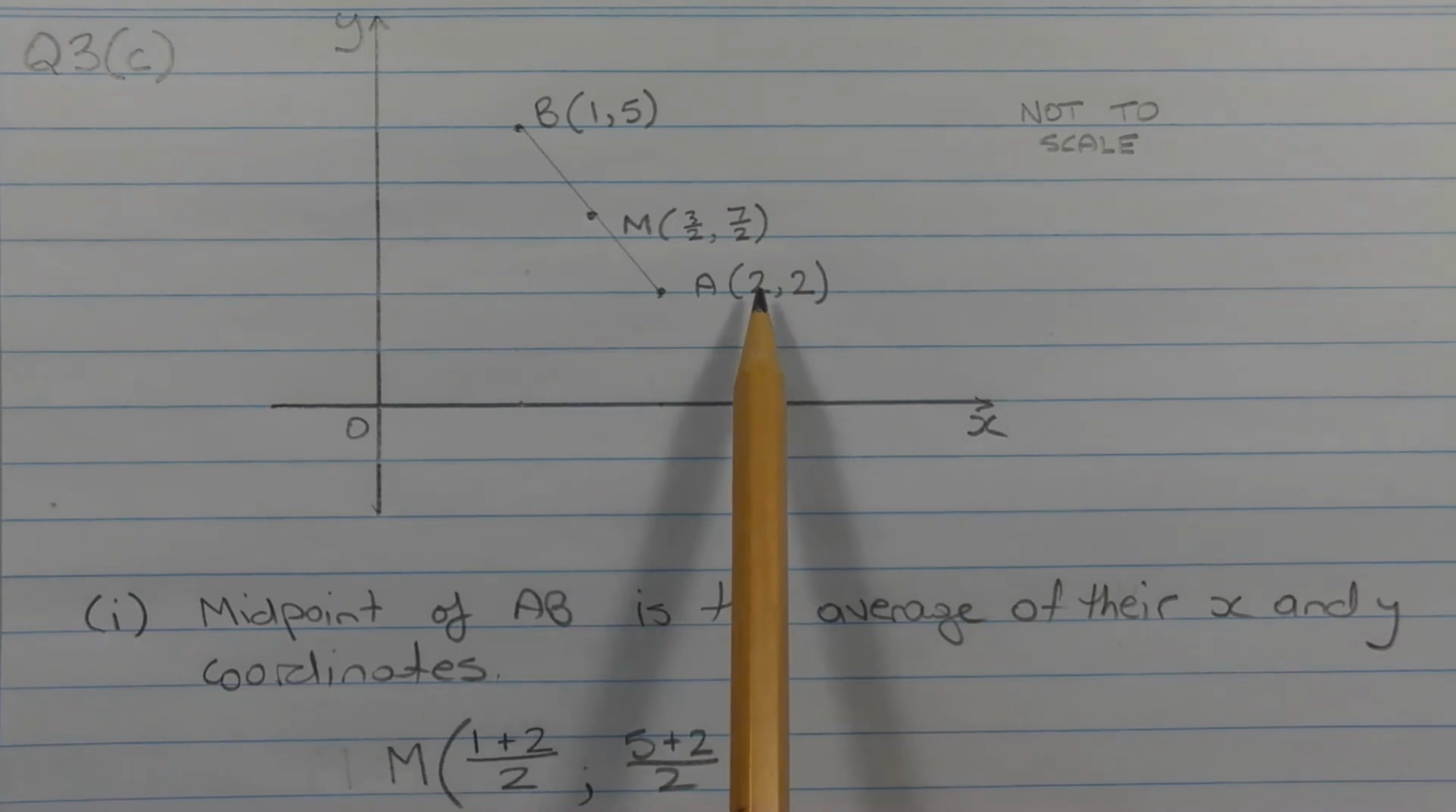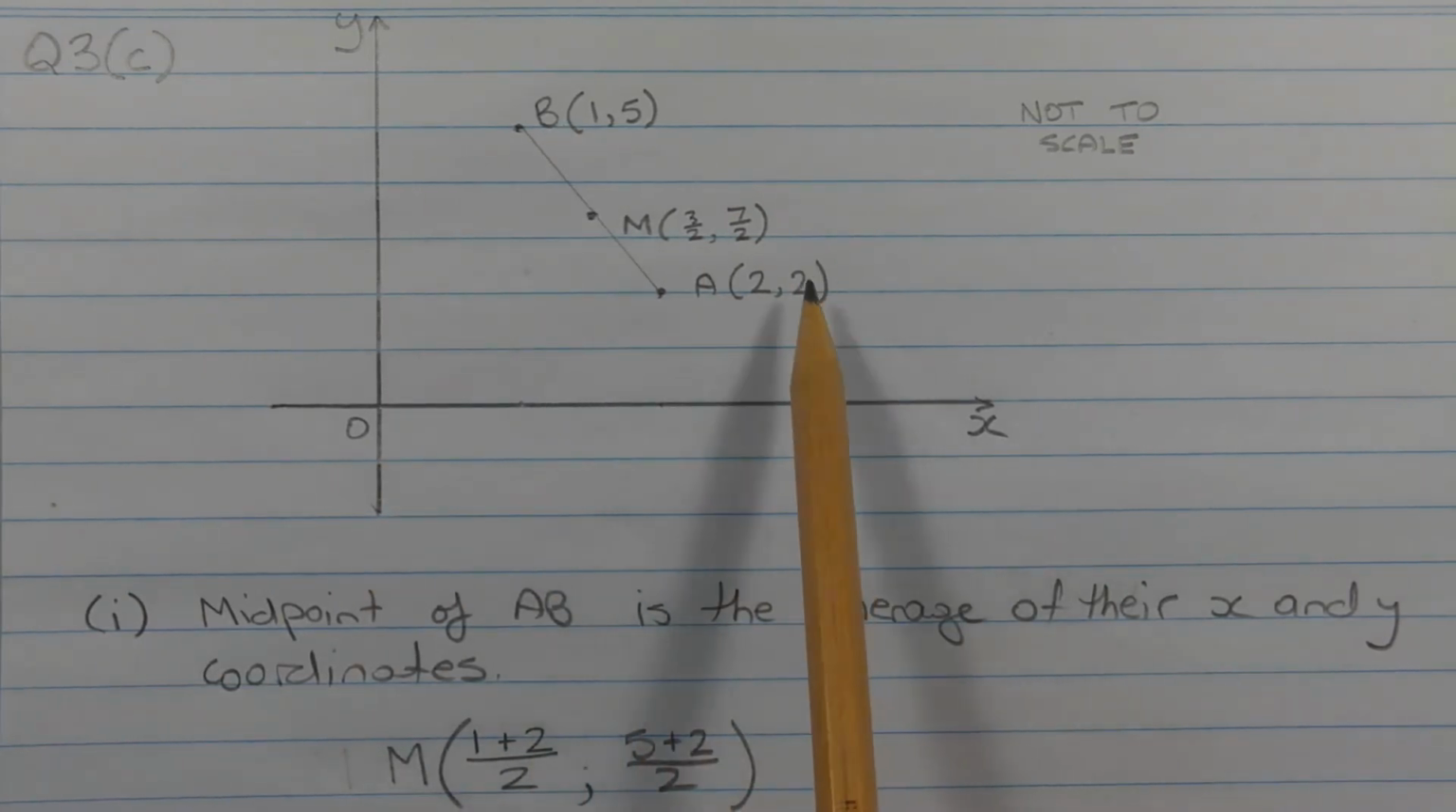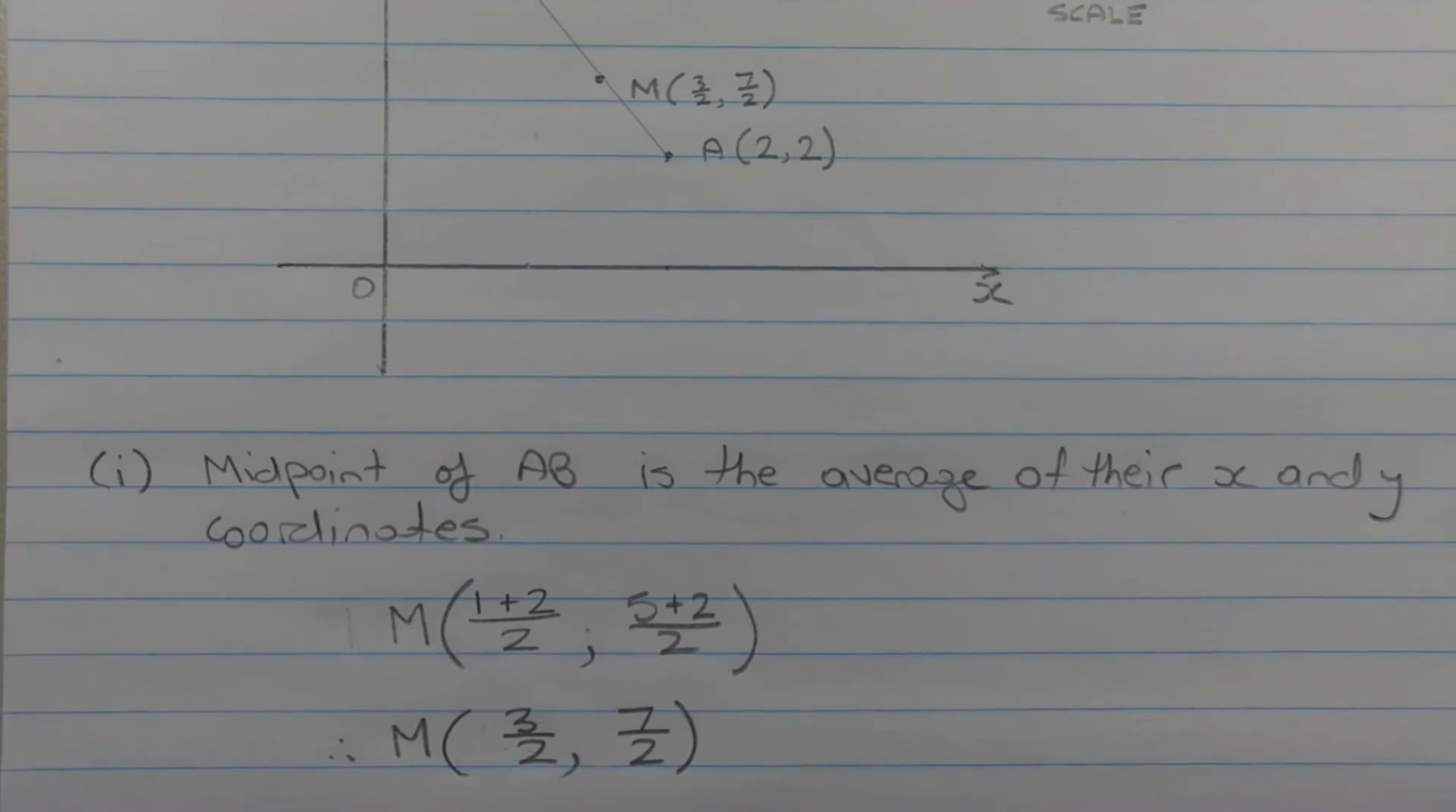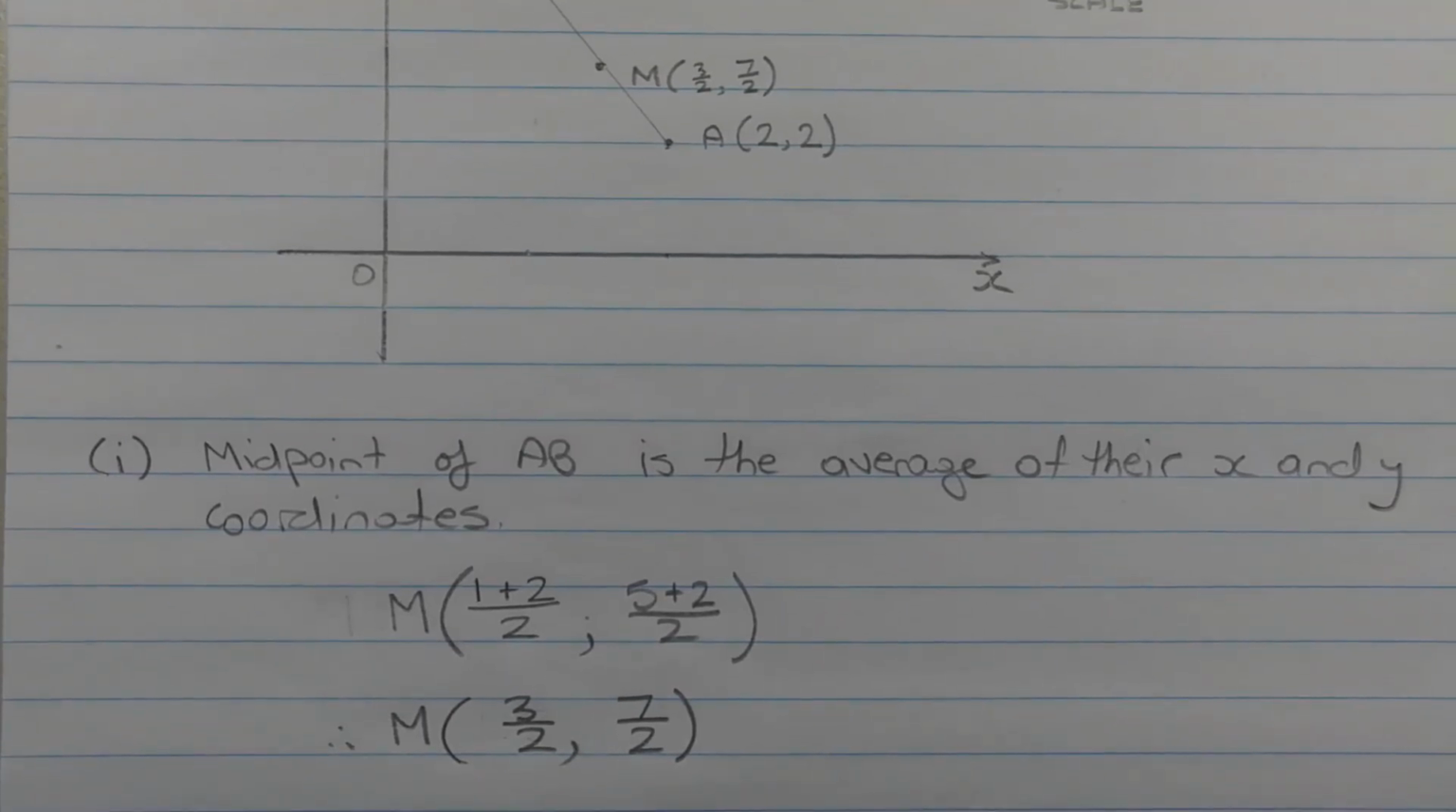So the average of 2 and 1 is 3 over 2, and the average of 2 and 5 is 7 over 2. So for completeness, showing the working out, the coordinates of point M are (1 plus 2 over 2, 5 plus 2 over 2). Therefore, the coordinates of point M are (3 over 2, 7 over 2). And it's shown on the diagram here.